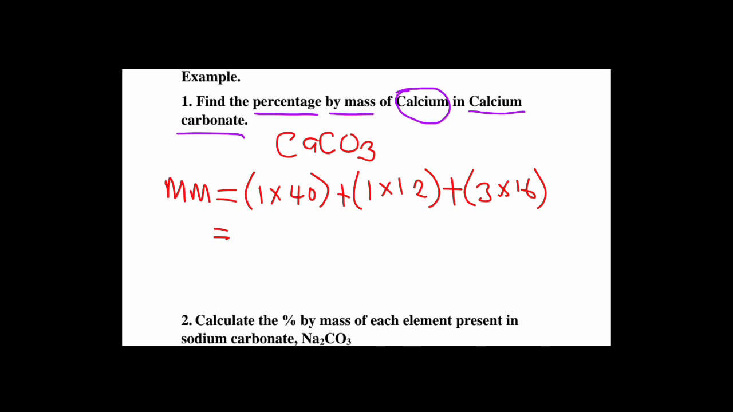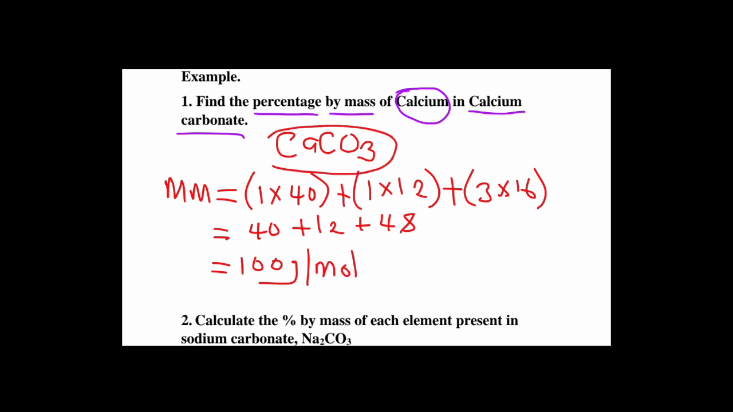Molar mass, we have 40 plus 12 plus 48. The molar mass of calcium carbonate is 100 grams per mole. Now, since we have 1 mole of calcium carbonate, it means we have 100 grams of calcium carbonate.